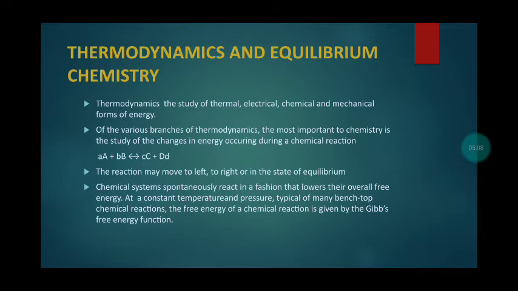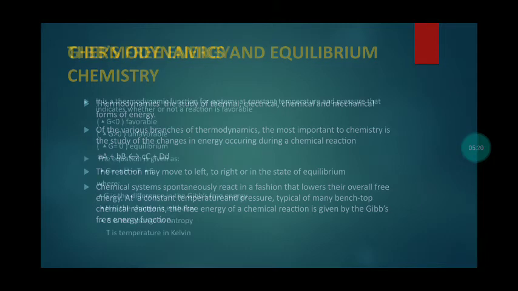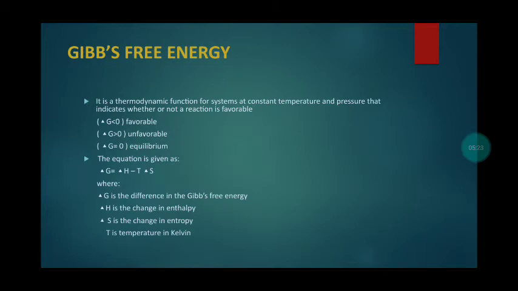At a constant temperature and pressure, typical of many benchtop chemical reactions, the free energy of a chemical reaction is given by the Gibbs free energy function. So what is the Gibbs free energy? It is a thermodynamic function for systems at constant temperature and pressure that indicates whether or not a reaction is favorable. If delta G is less than 0, then the reaction is favorable. If delta G is greater than 0, the reaction is unfavorable. If delta G equals 0, then the reaction is in equilibrium.